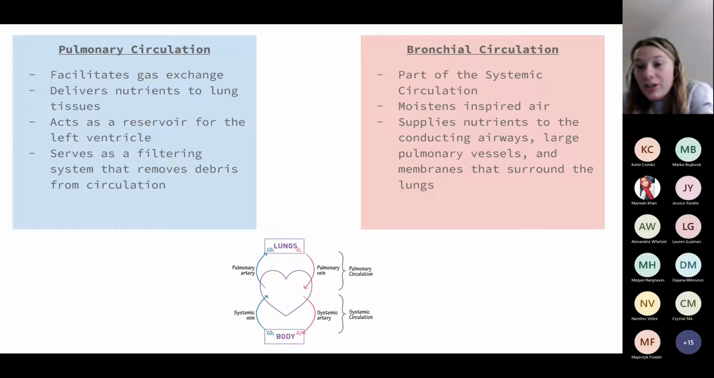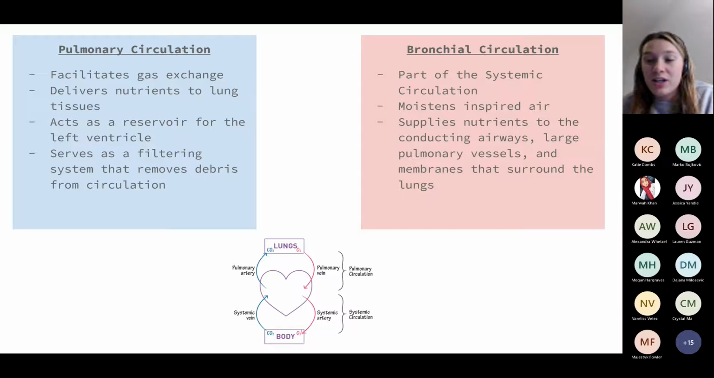So there's two different types of circulation happening in our respiratory system. We have our pulmonary circulation and our bronchial circulation. When we talk about our pulmonary circulation, this is involving the alveoli. This is involving the gas exchange. It's more tailored to the lungs. So it's going to help not only facilitate our gas exchange, but it also works around the lungs. It's going to help give nutrients, oxygen, etc., to the lung tissues, and it's also going to help filter out any pathogens, debris, etc.